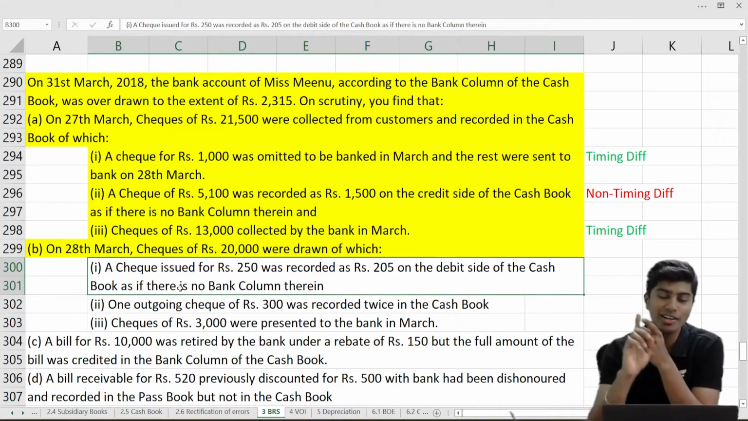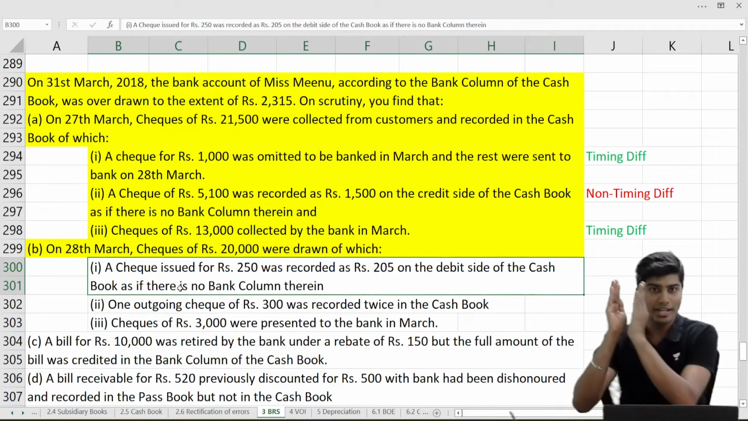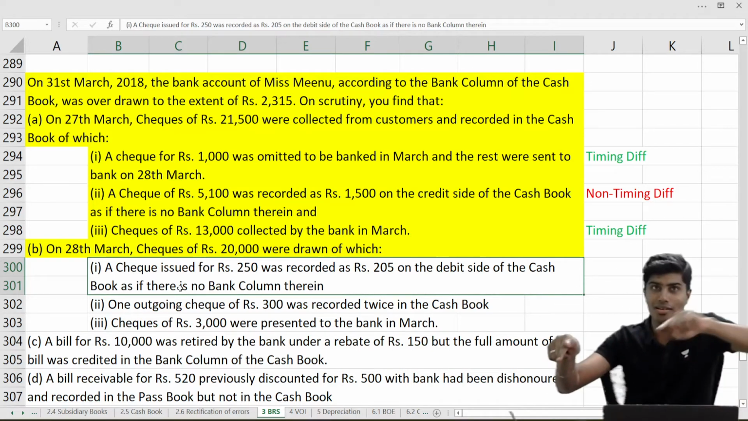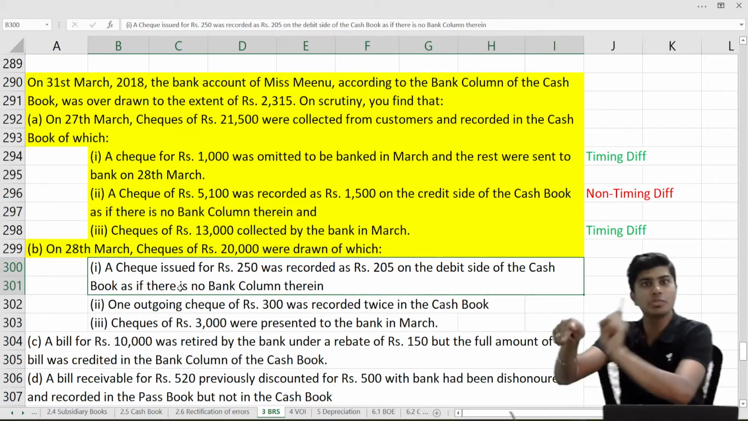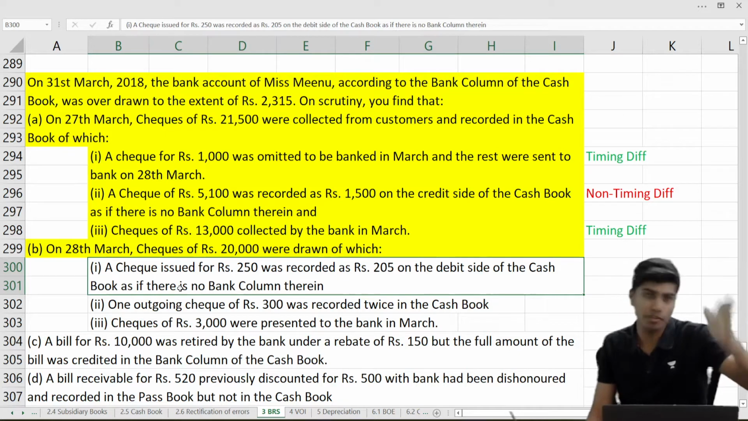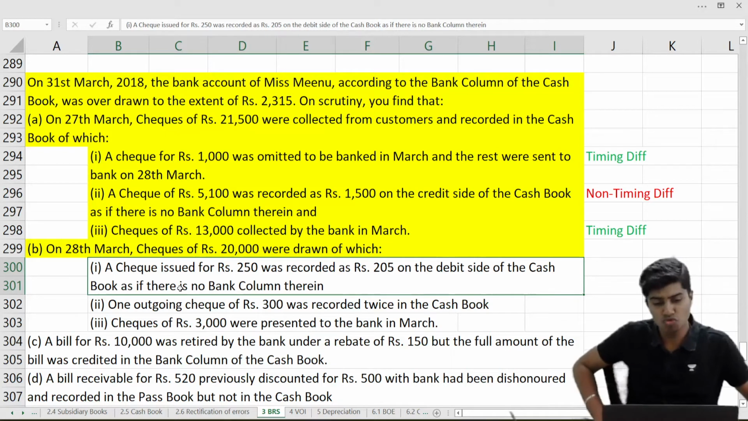So firstly they've treated 250 rupees as 205. Next, instead of writing it on the credit side, they've written it on the debit side, as if there is no bank column on the credit side. On the credit side, it should have been 250. It is not written, so we'll write credit side 250 now. Wrongly, they've debited 205. That also will reverse by writing on the credit side. So we should credit 250 plus 205. So that is 455. That's the point.